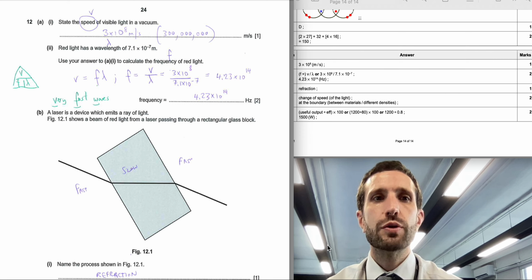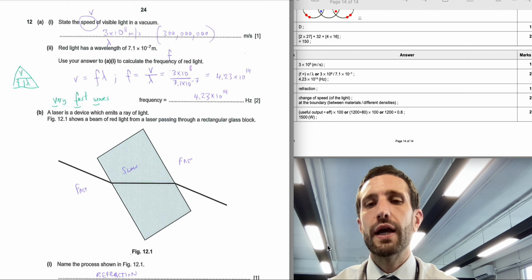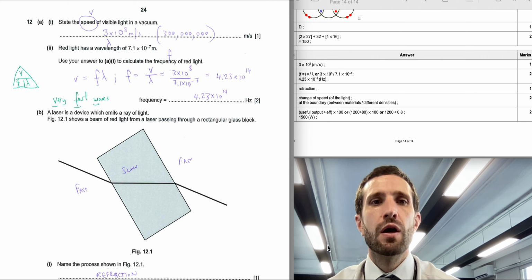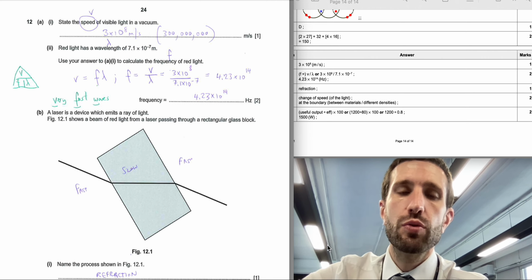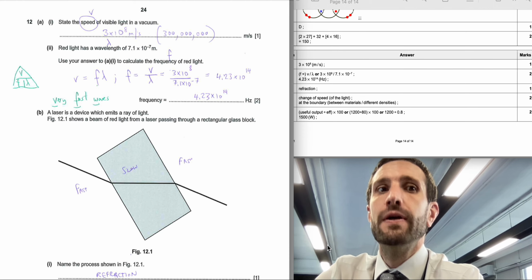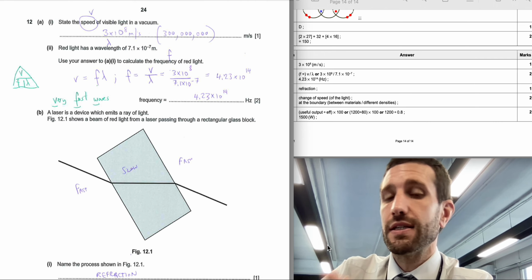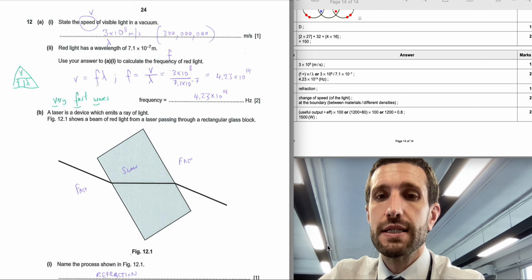With our Winter 21 question paper 4.2, question 12. Okay, we're getting through this quite nice and quick. As usual, the starter of this question is nice and easy. We just want to remember a number, and that is the speed of light in a vacuum. You will never be asked any other speed of light in any other material, just simply in the vacuum.